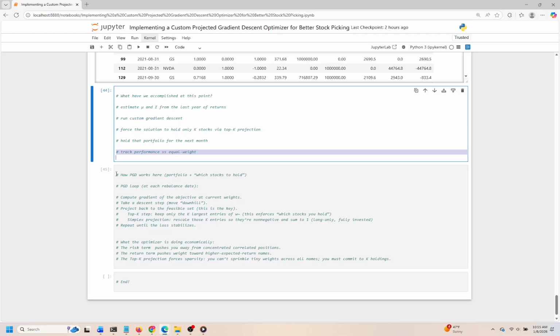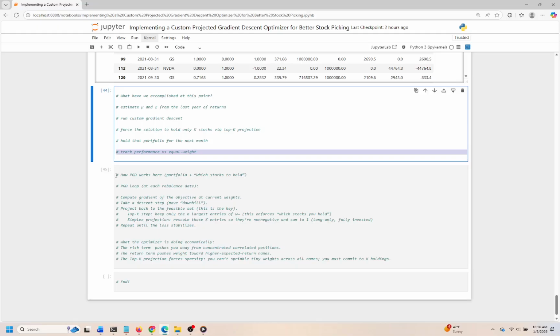In the next cell, we will dive deeper into this performance tracking phase, focusing on how to quantitatively measure our portfolio's returns compared to the equal weight alternative. This will not only give us insights into the effectiveness of our selected strategy, but also prepare us for further iterations and enhancements in our investment approach.